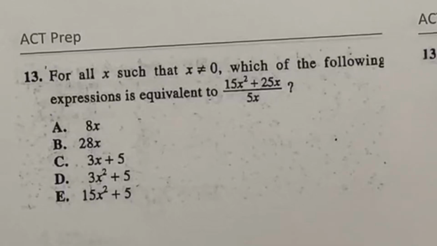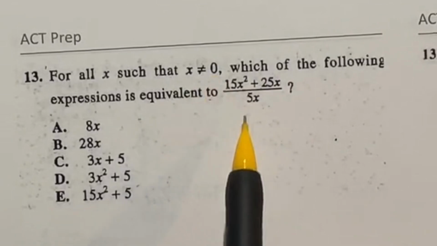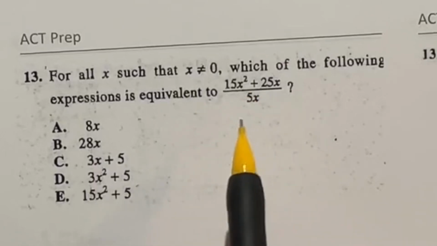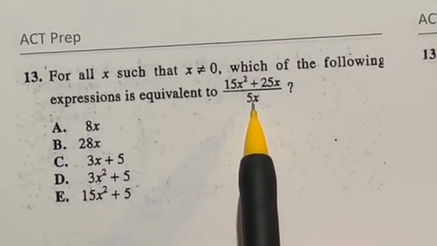So for number 13, we're just simplifying this expression right here. They claim that x is not equal to 0 just to ensure the fact that the bottom will never be equal to 0 because that would make this whole thing undefined. So let's go ahead and divide. Now in this case, we're doing the opposite of multiplying each term. We're dividing each term by this number.